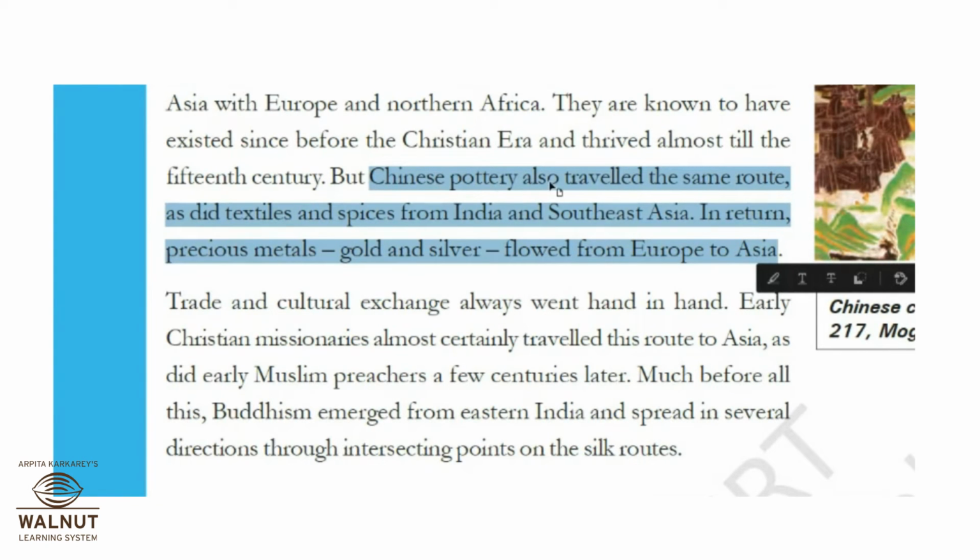Chinese pottery also traveled the same route. Which route? Silk route. And so did textiles and spices from India and Southeast Asia. And what was returned against it was the precious metals, gold and silver, from Europe to Asia. So this sentence is important from the point of view of the one mark answer or MCQs. So keep that in mind.